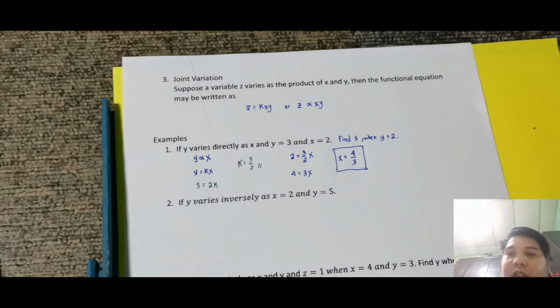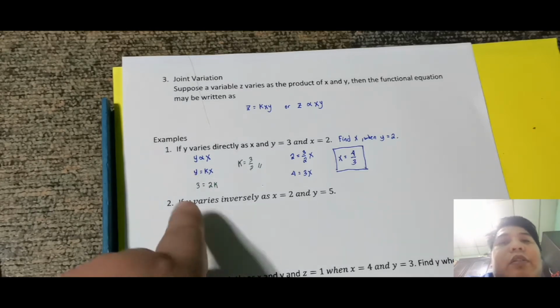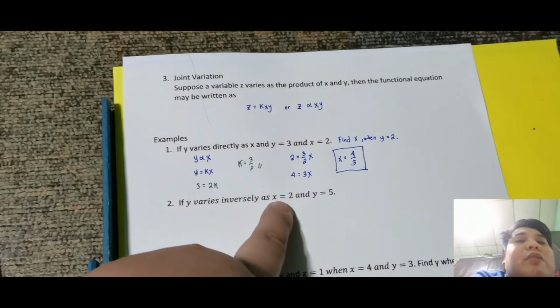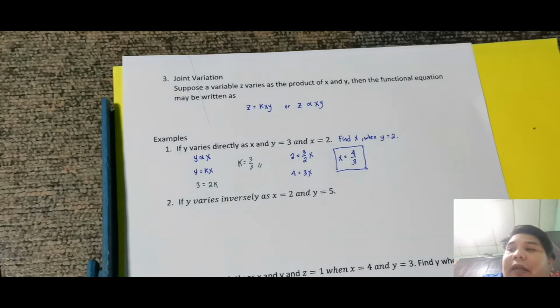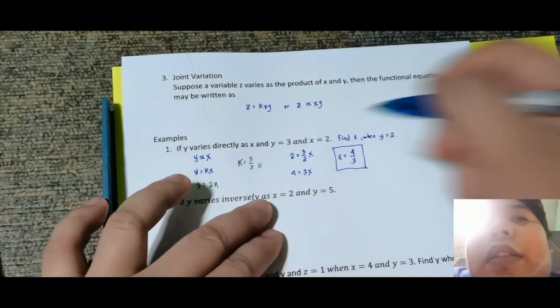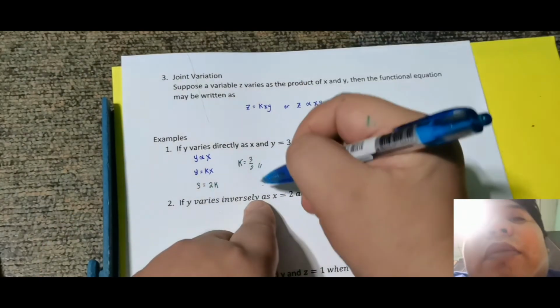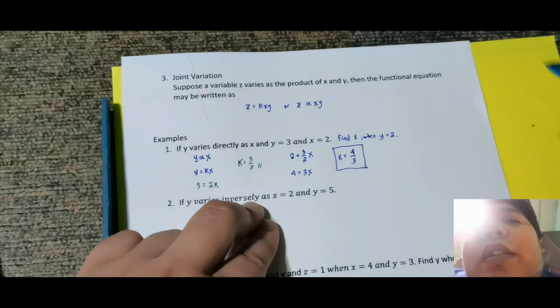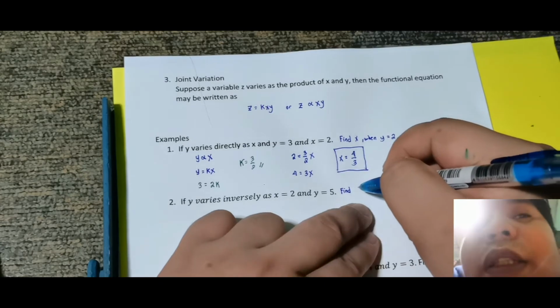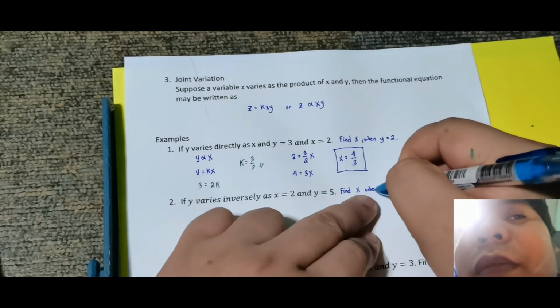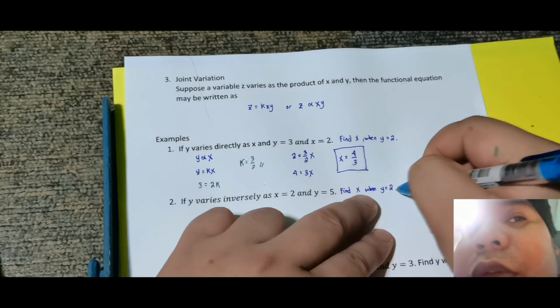Next is, baka kulang na naman to. I think kulang na naman nga. So if y varies inversely as x, and x is equal to 2 and y is equal to 5. Varies inversely. Kulang yata. Y varies inversely as x. Then find, sulat ko lang, find x when y is equal to 2 again.